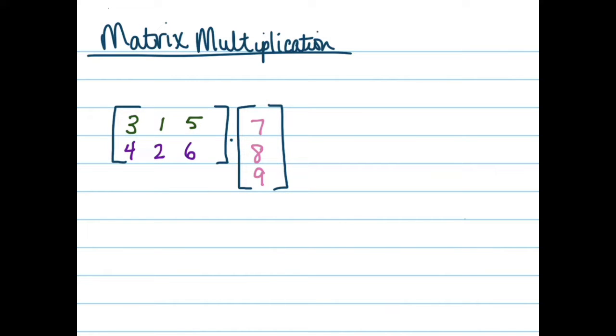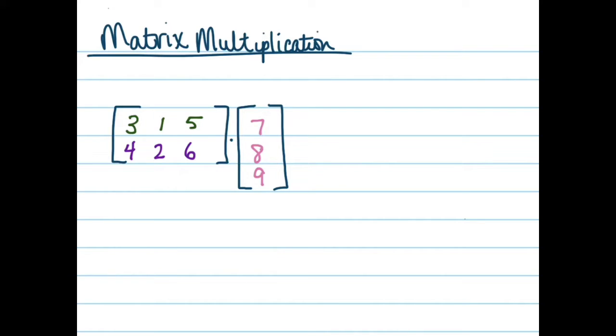Today we're going to talk about matrix multiplication. The first thing we have to do is look at the matrices that we're trying to multiply to see if we're actually able to multiply those two matrices together. The way we do that is by deciding the number of rows and columns that each matrix will have.